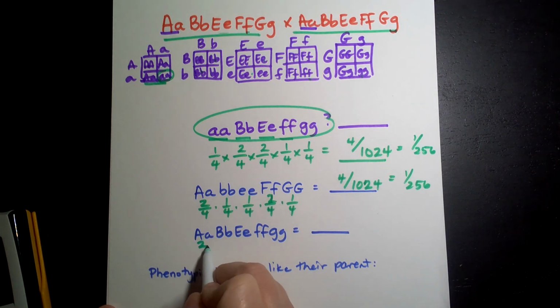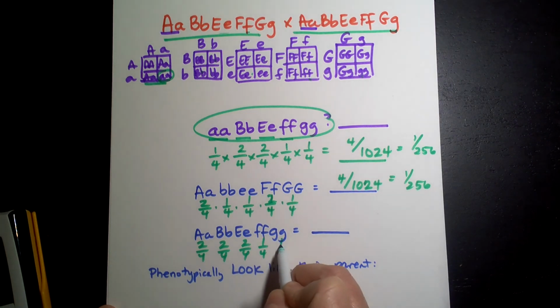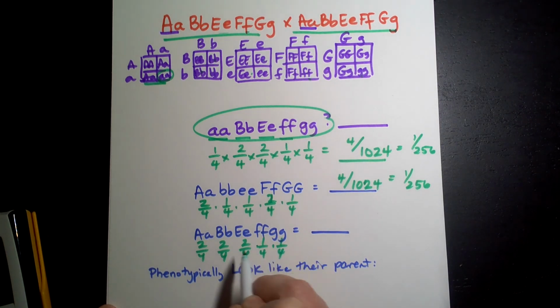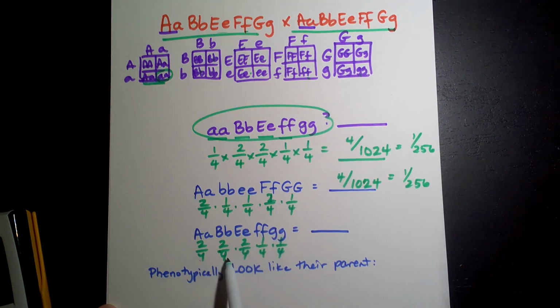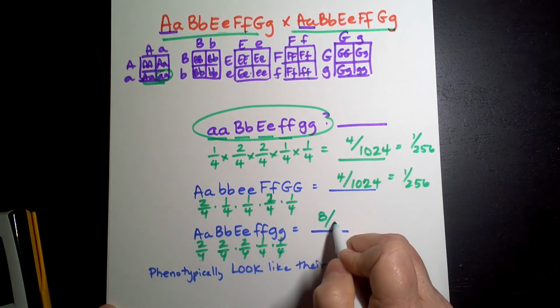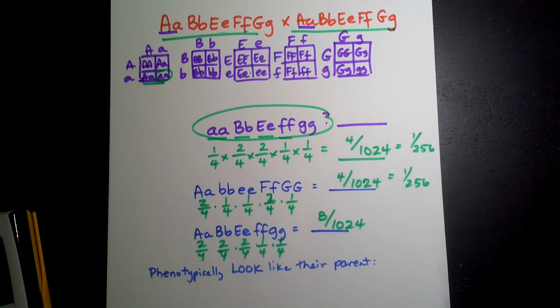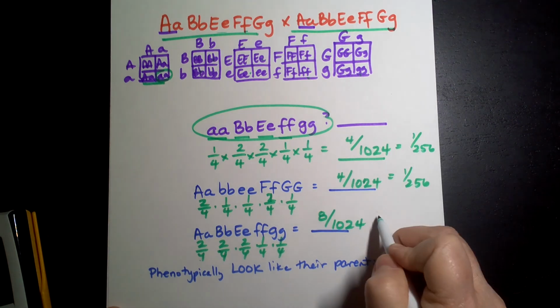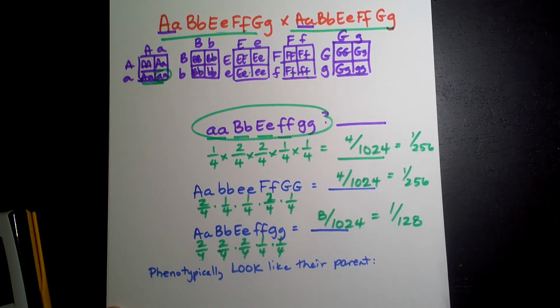Here, the chance is 2 out of 4. Here, the chance is 2 out of 4. 2 out of 4, 1 out of 4, and 1 out of 4. And once again, I'm just looking at my Punnett squares that I did separately up here. I'm separating them. And so this one's actually going to be 8 out of 1,024. And so that will simplify down into a 1 out of 128 chance. Okay, so not a terribly big chance, but there's still a chance.